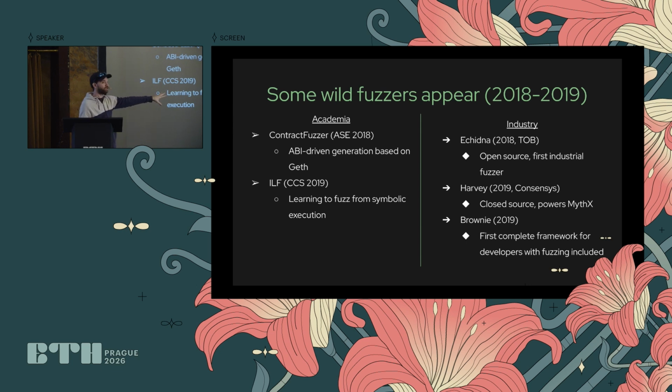And then another example is Brownie. I like to mention it because I think this is one of the first complete frameworks for developing smart contracts with fuzzing included. So it was a bit early compared to other things that we got later. All right.